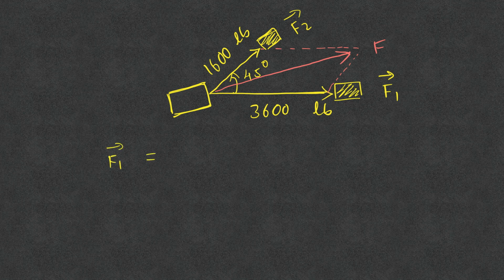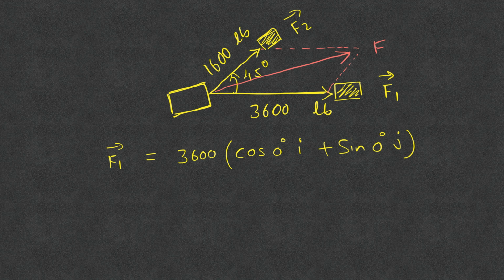We can write F1 in terms of the magnitude of the force, which is 3,600 pounds, times cos 0 i plus sine 0 j in terms of the unit vectors. We chose 0 degrees here to denote the force vector along the x-axis. F1 is making an angle of 0 degrees.